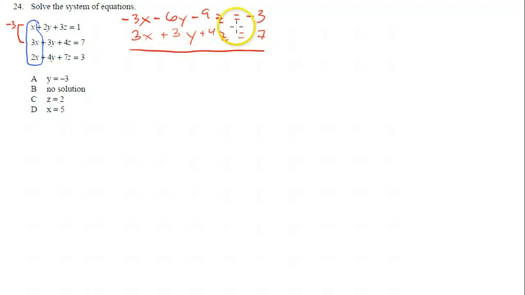And now we can add straight down to get our first equation. As we wanted, these x's cancel. And I'm left with minus 3y minus 5z is equal to 4. And I'm going to label this equation 1 so we can find it later.